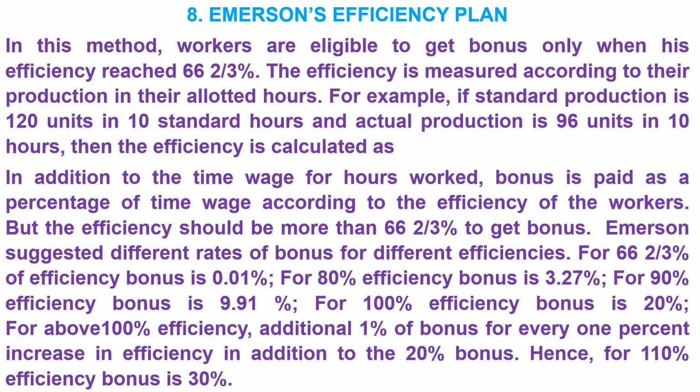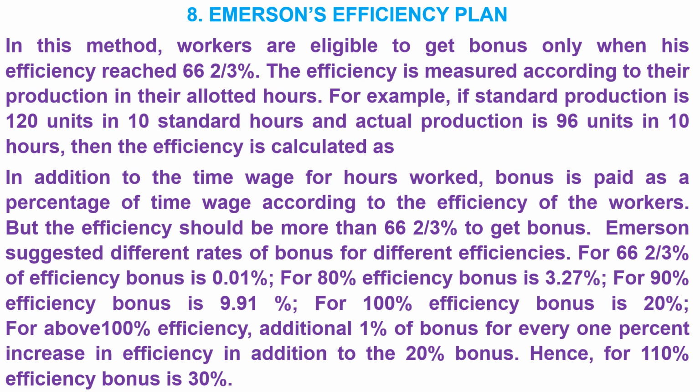8. Emerson's efficiency plan. In this method, workers are eligible to get bonus only when their efficiency reaches 66.2/3%. The efficiency is measured according to their production in their allotted hours. For example, if standard production is 120 units in 10 standard hours and actual production is 96 units in 10 hours, then the efficiency is calculated as follows.